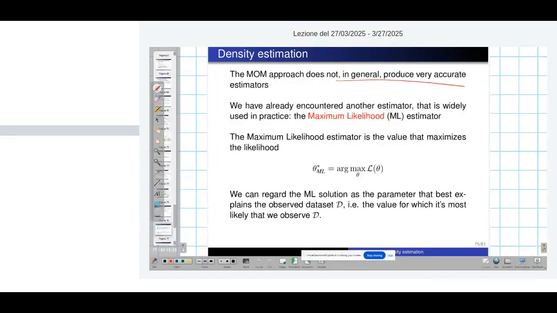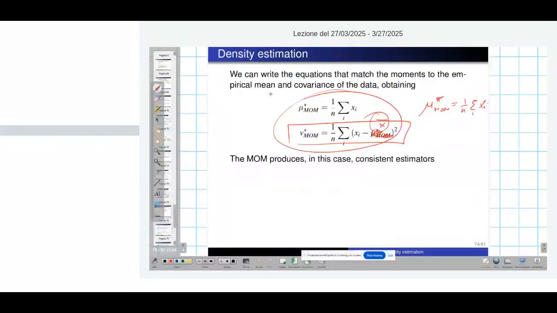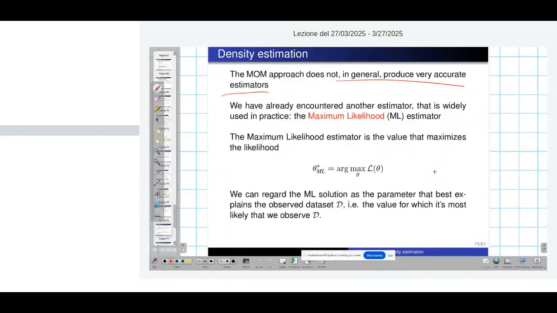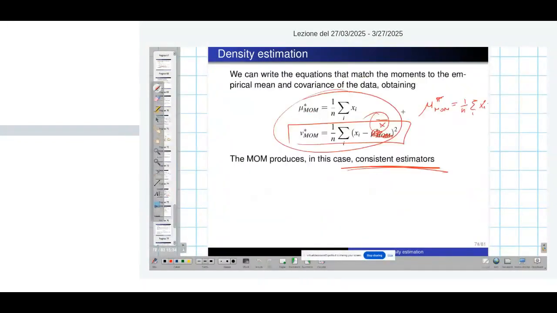Now, the problem with the method of moments is that it typically does not produce very accurate estimators. What does it mean? It means that to converge to a good solution, it requires lots of data. To be honest, I'm not sure that it is always consistent, because I don't remember, and I don't use it on its own in any case. But for the Gaussian model, it's a good method.